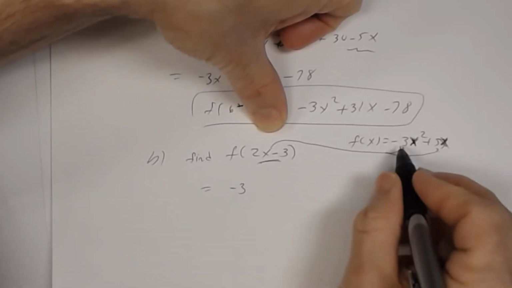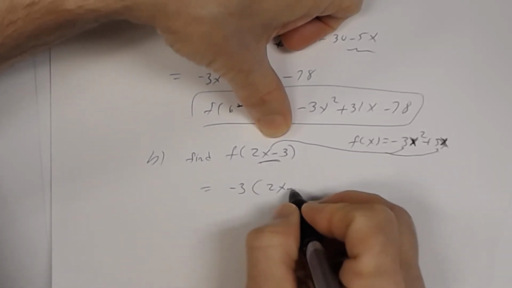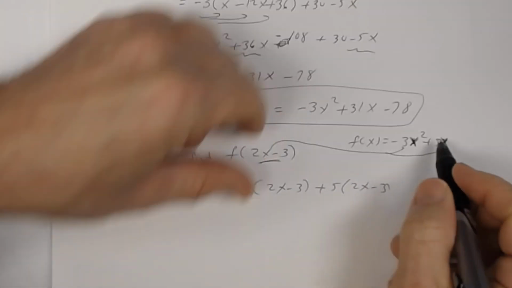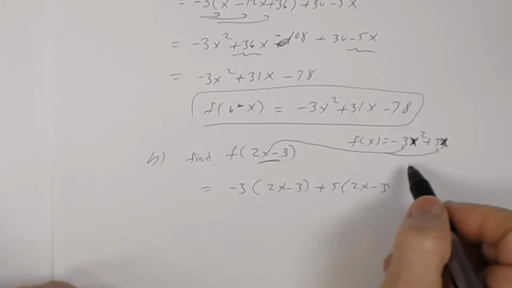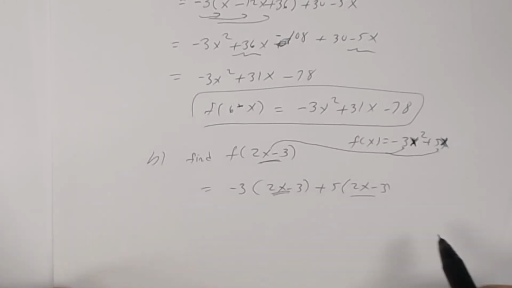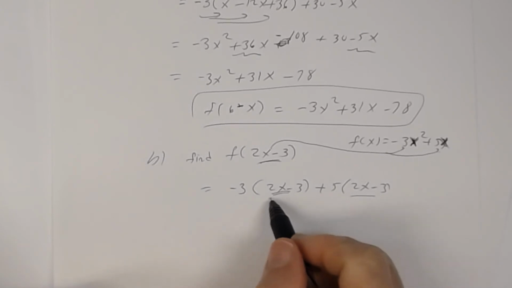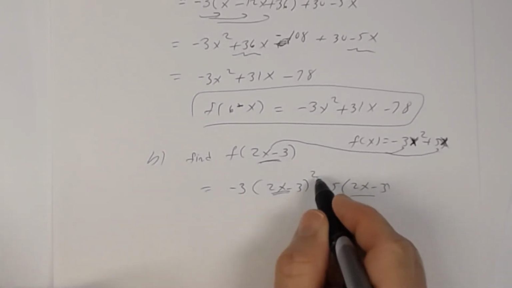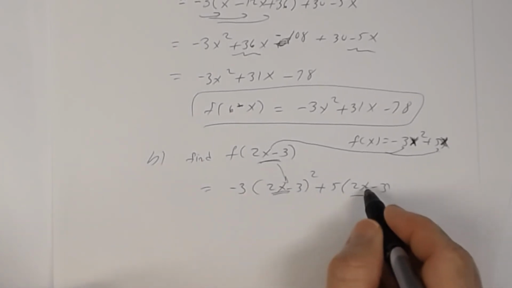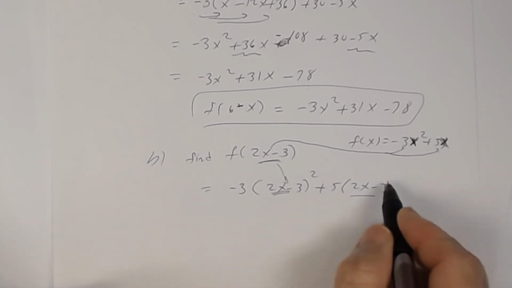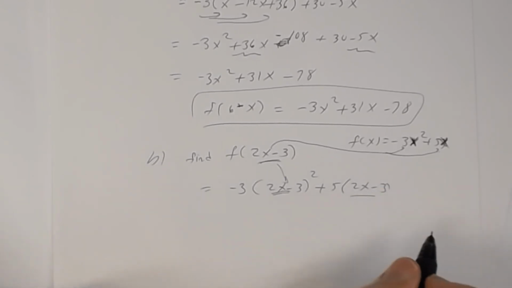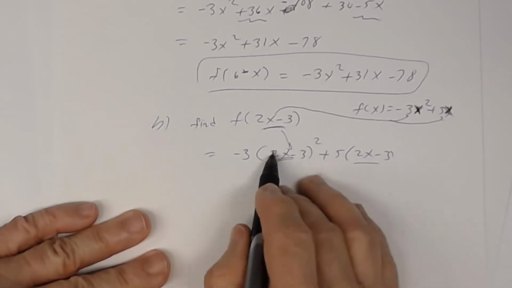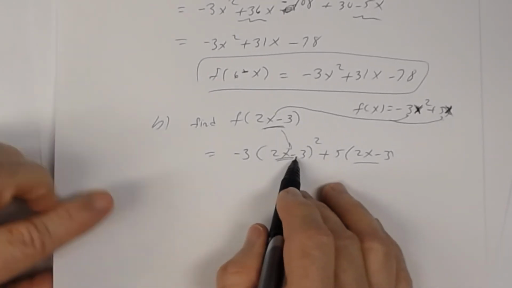So I get negative 3 times, in parentheses, 2x minus 3, plus 5 times, in parentheses, 2x minus 3. So basically whatever I highlighted, those x's, I replace with this. Okay, you see it? Negative 3x, I forgot to square it, by the way, negative 3x squared, so x became 2x minus 3, plus 5x, and that variable x, I substituted 2x minus 3. Now we have to go off to the side and figure out what 2x minus 3 times itself is. Okay, we've got to make sure you do that.